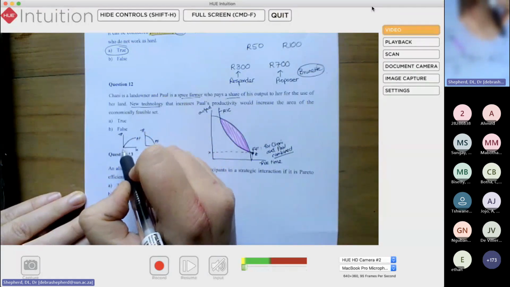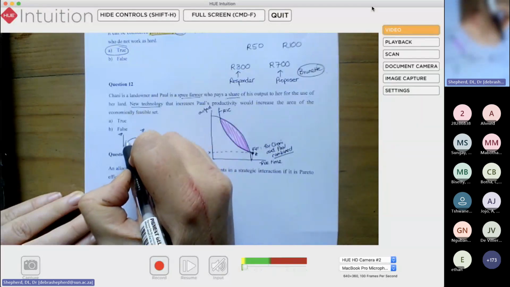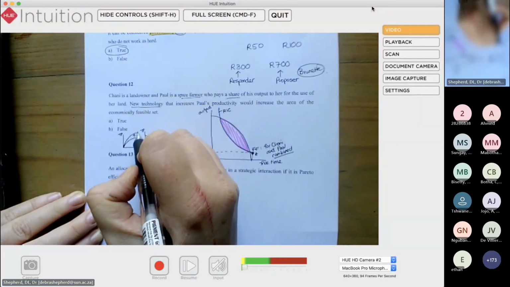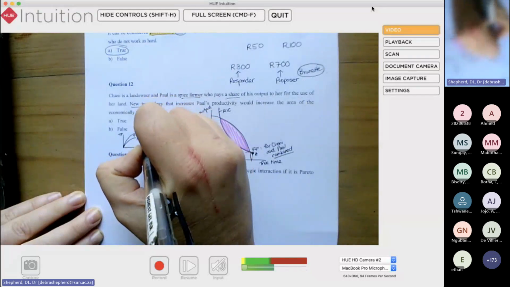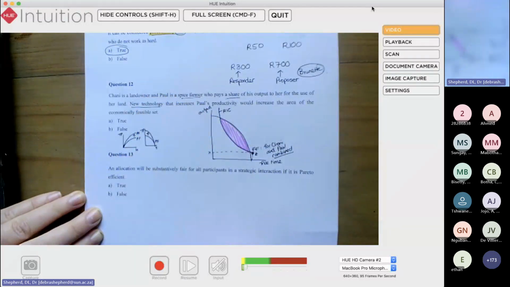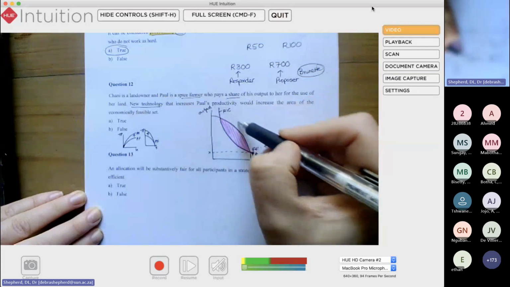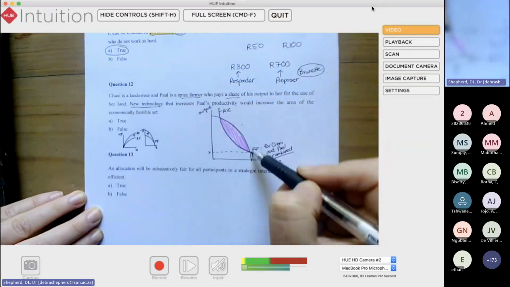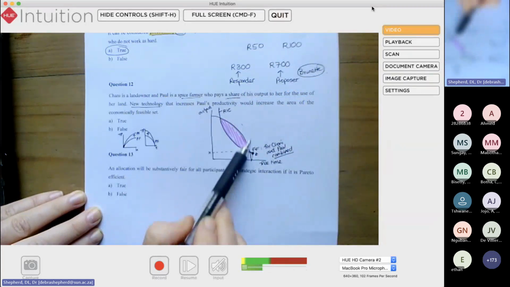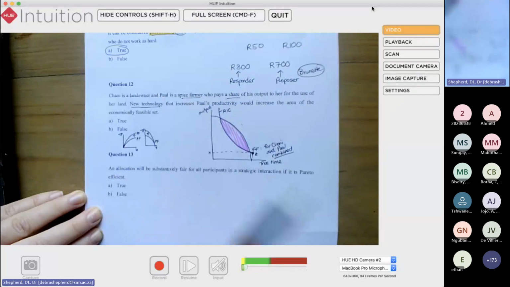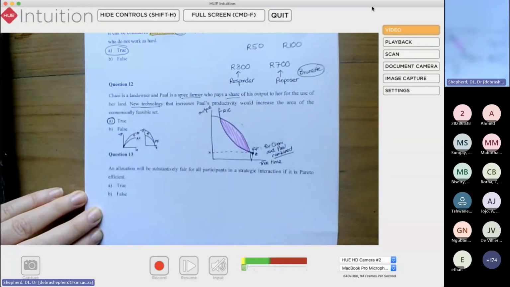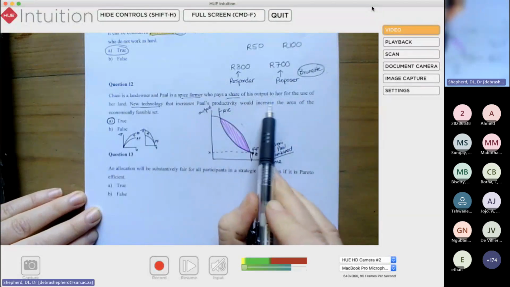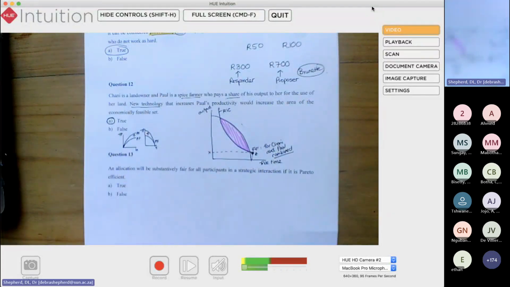So if Paul becomes more productive, the production function shifts up, and that means the feasible frontier shifts up. If the feasible frontier in this picture shifts up, that makes the economically feasible set larger. So the answer to this question is true. Greater productivity would increase the area of the economically feasible set.